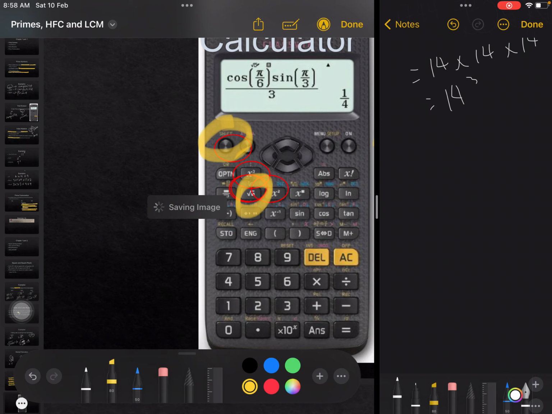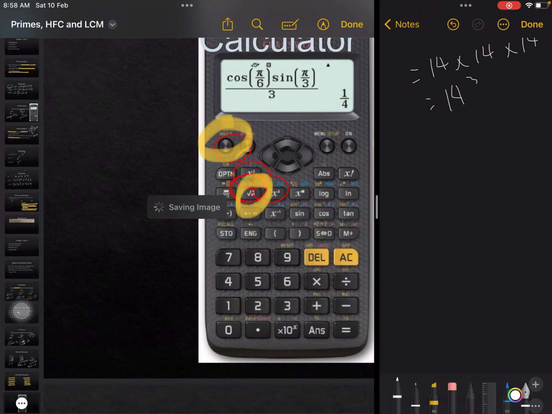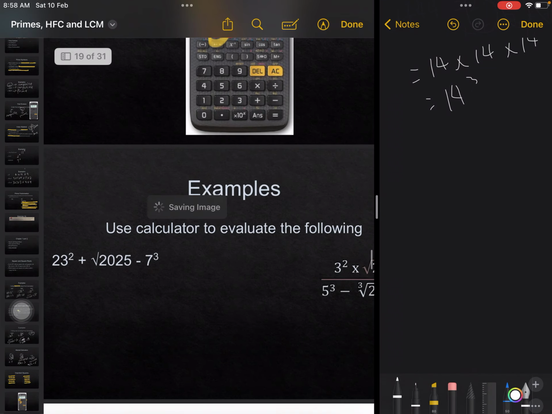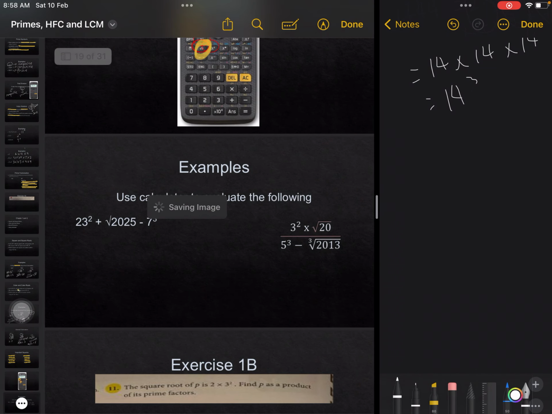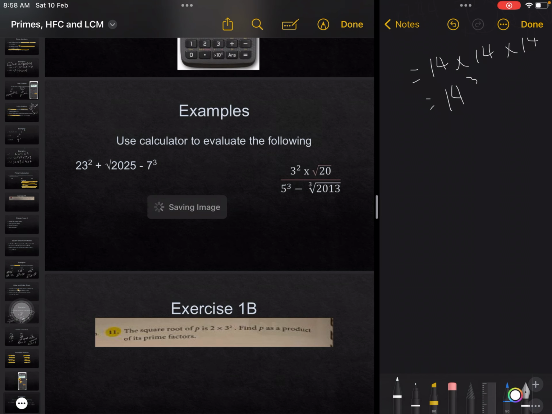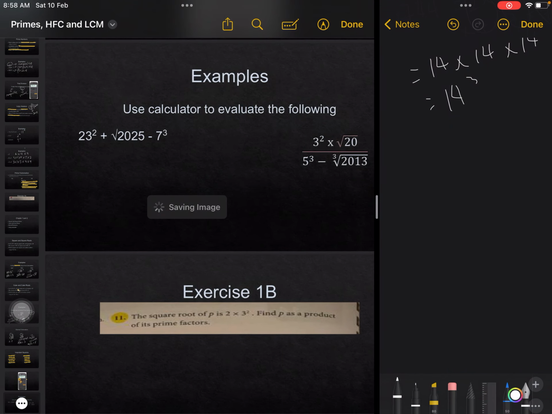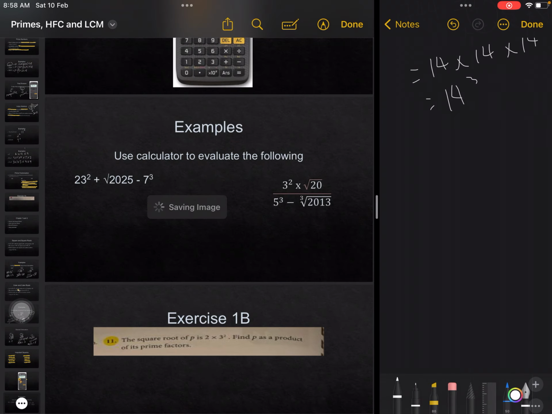Pause the video for 1 minute to test and play around with your calculator, so that you at least understand all the functions on the calculator. Okay, good. Next, very simple, you just need to use your calculator to evaluate the following equations, and see if you get the same answer as I do.